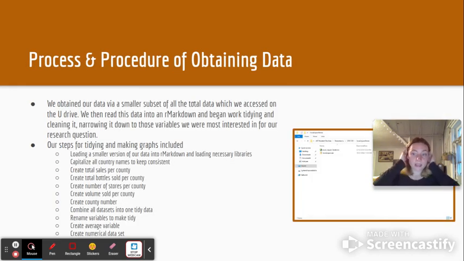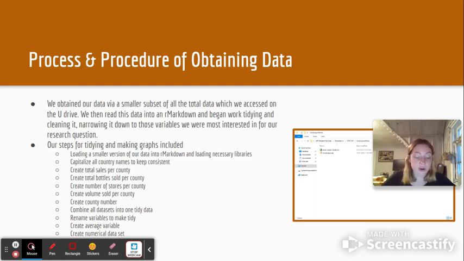So next, we wanted to give insight into our process and procedure of obtaining our data. We obtained our data via a smaller subset of all the total data, which we accessed on the U drive. We then read this data into an R Markdown and began work tidying and cleaning it, narrowing it down to those variables we are most interested in for our research question. Our steps included the following: loading a smaller version of the dataset into an R Markdown and loading necessary libraries, capitalizing all county names to keep consistent, creating total sales per county, total bottles sold per county, number of stores per county, volume sold per county, and county number.